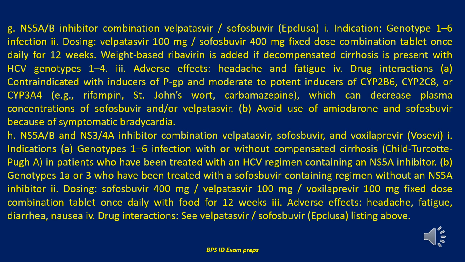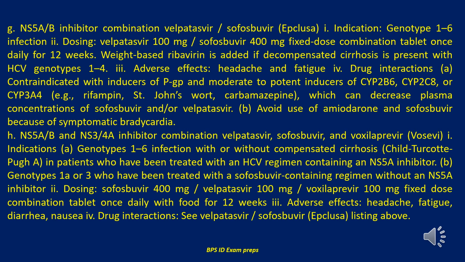H. Next we will talk about NS5A/B and NS3/4A inhibitor combination velpatasvir, sofosbuvir, and voxilaprevir, marketed as Vosevi. 1. It is indicated in the treatment of a. Genotypes 1 to 6 infection with or without compensated cirrhosis, that is Child-Turcotte-Pugh class A, in patients who have been treated with an HCV regimen containing an NS5A inhibitor. B. Genotypes 1A or 3 who have been treated with a sofosbuvir containing regimen without an NS5A inhibitor.